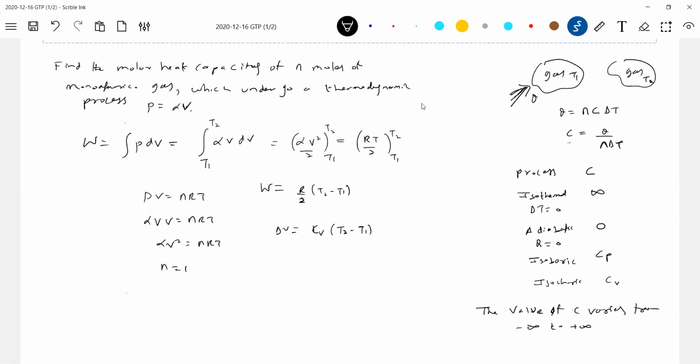Okay, let's come to the definition. What is C equal to? Q by n delta T. Number of moles I picked up is one. What is Q equal to in the first law of thermodynamics? Delta U plus W, so C equals delta U by delta T plus W by delta T, where delta T is the change in temperature. Delta U by delta T you can write as CV, and W by delta T you can write as R by 2. For a monoatomic gas, CV is 3R by 2. So substitute this.